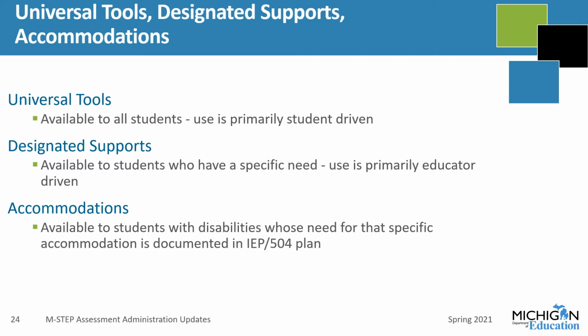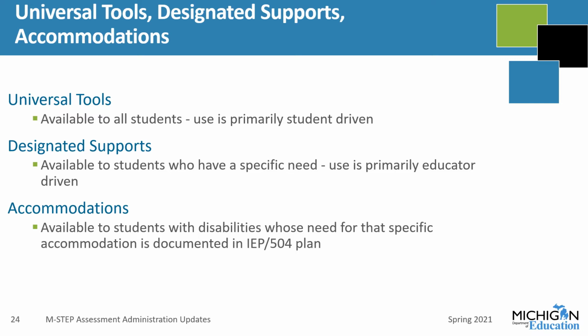First, when we speak about universal tools, these are tools that are available to all students. An example of this would be the highlighter. It's available on each item on the online test for all students, and schools are allowed to provide highlighters for paper pencil testers to students. Just make sure they're not using it on the answer document. So this is a tool for everyone. Students can use it if they find it helpful.